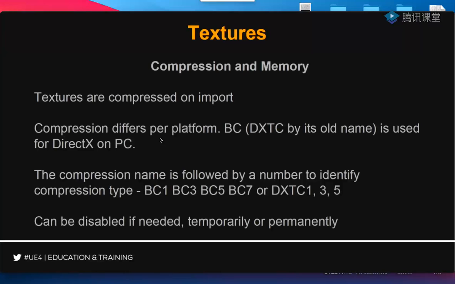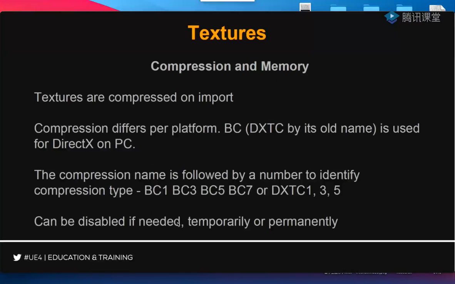And when the image is loaded, it will be compressed with a data type like BC1 or DXTC1. BC is short for block compression. DXTC is short for DirectX compression. And the number has some meaning. If it has an alpha channel, it is 3 or 5. If it doesn't have the alpha channel, it's 1. And 5 and 7 are used for some other types of data.